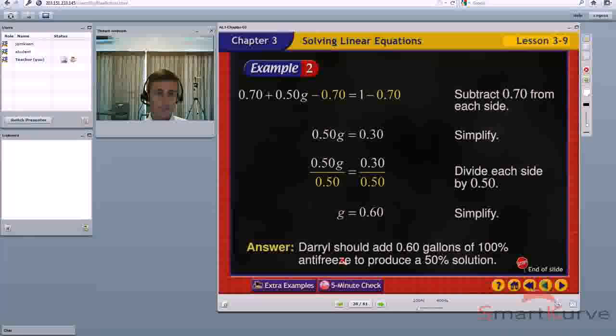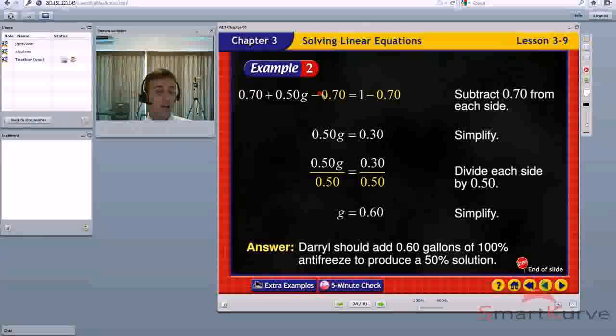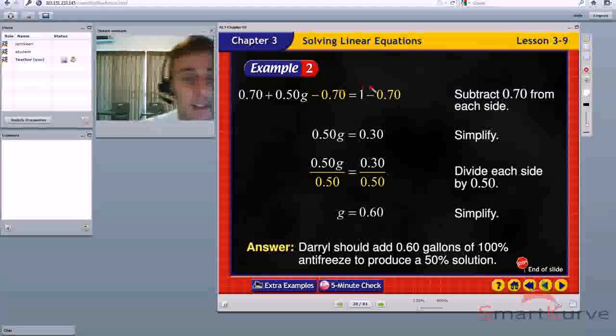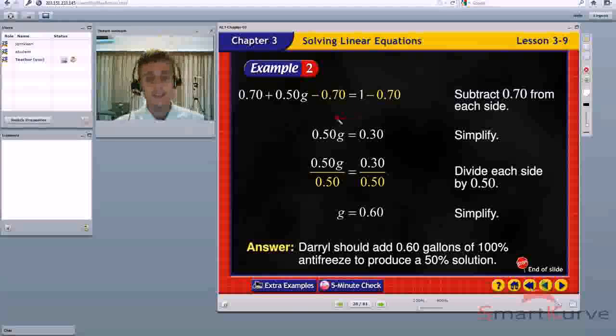Simplify. Subtract 0.70 from both sides, leaving us with 0.50G equals 0.30. Divide each side by 0.50 so we can have G on its own. This cancels out, and we have 0.30 divided by 0.50. G equals 0.60. Daryl should add 0.60 gallons of 100% antifreeze to produce a 50% solution.